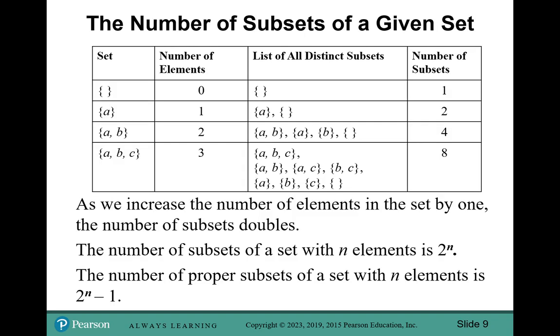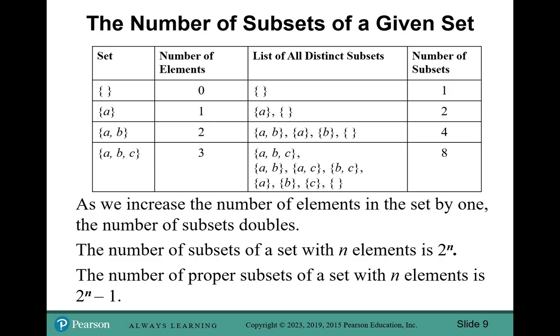The number of subsets of a different set. Now, this is where it gets interesting. If we look at the empty set, it has no elements. So, if we list all of the distinct subsets of the empty set, we can only list one subset, and that would be the empty set itself. Therefore, we have one subset of the empty set.